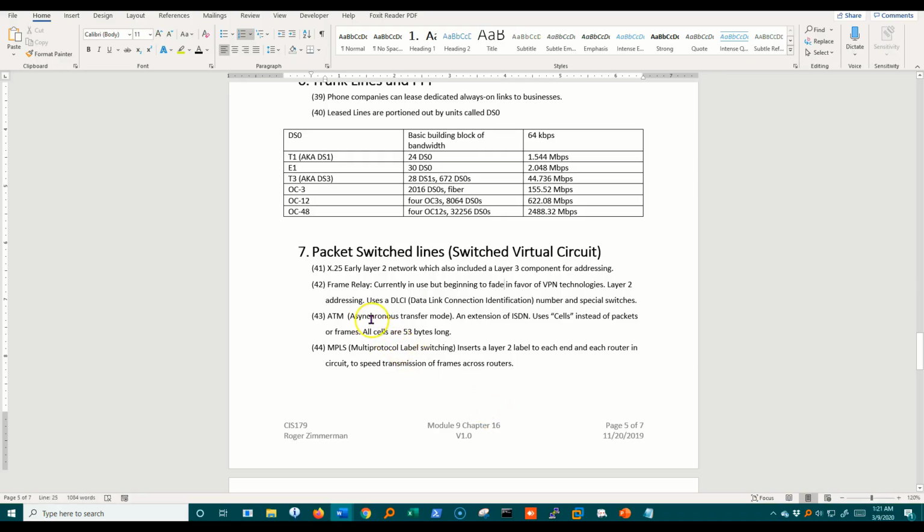The third one is ATM, asynchronous transfer mode. Now, it didn't use typical frame or packet type chunks. It used something called cells. These cells were all exactly 53 bytes long. Now, 5 bytes were addressing and header information. The other 48 bytes were the actual data.